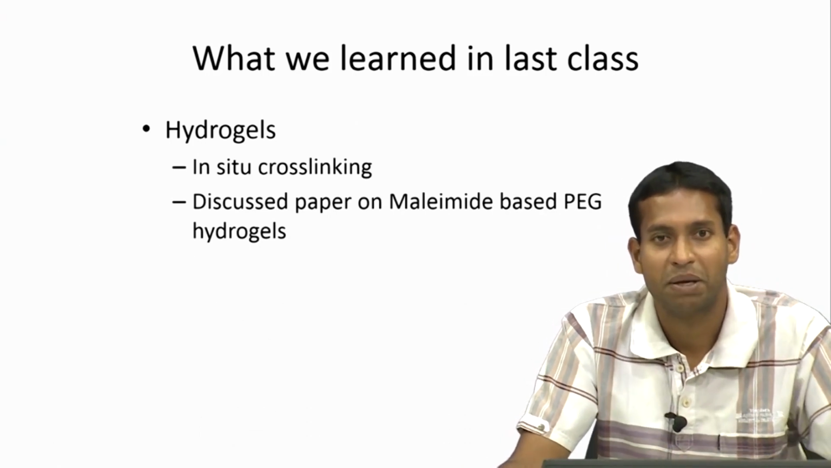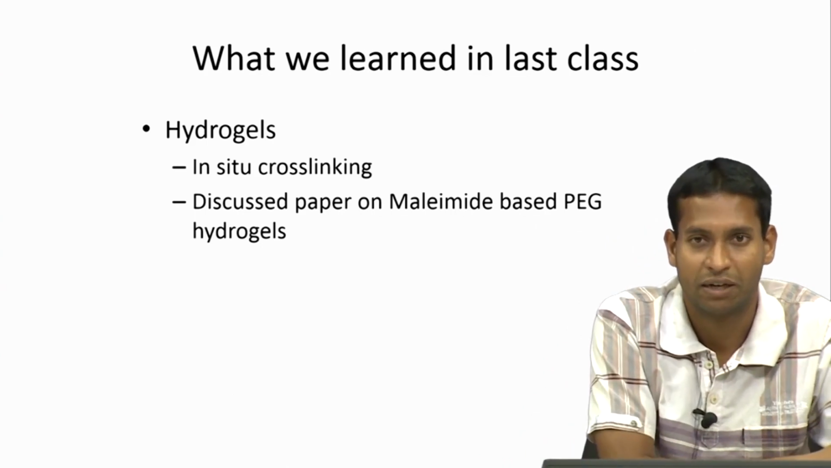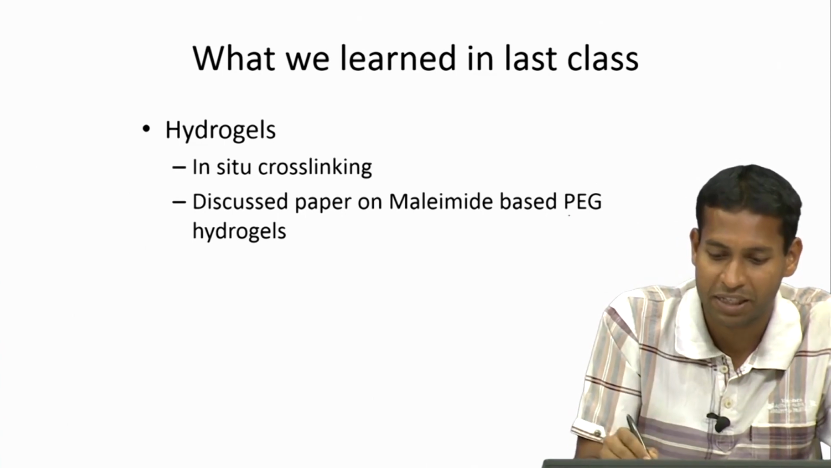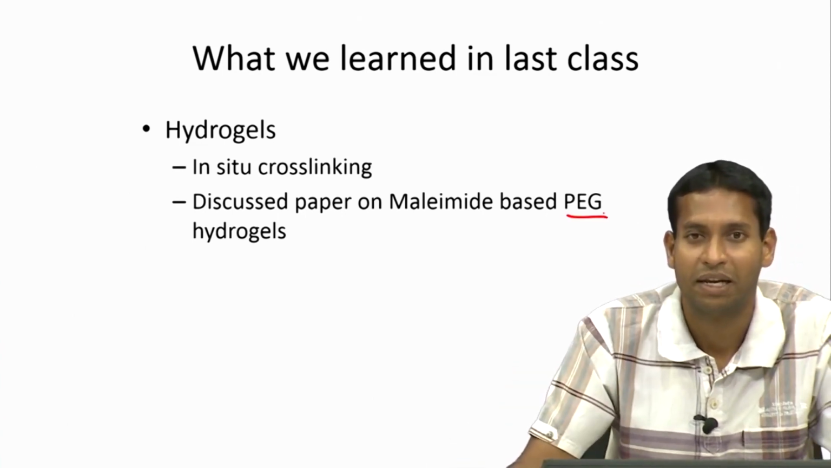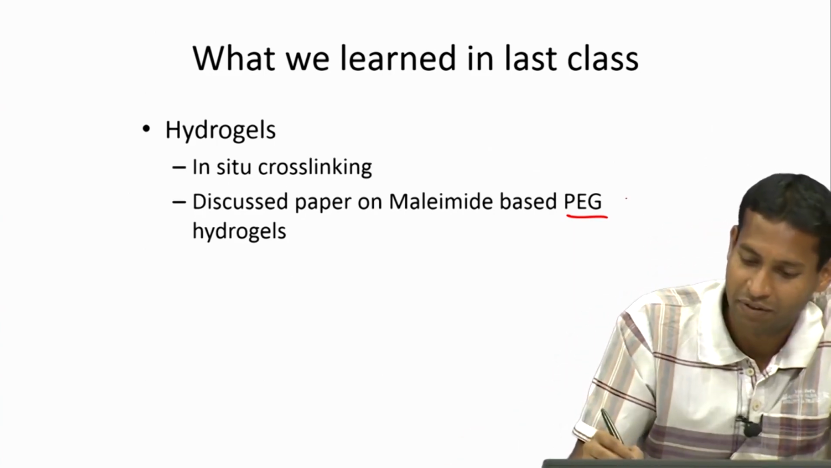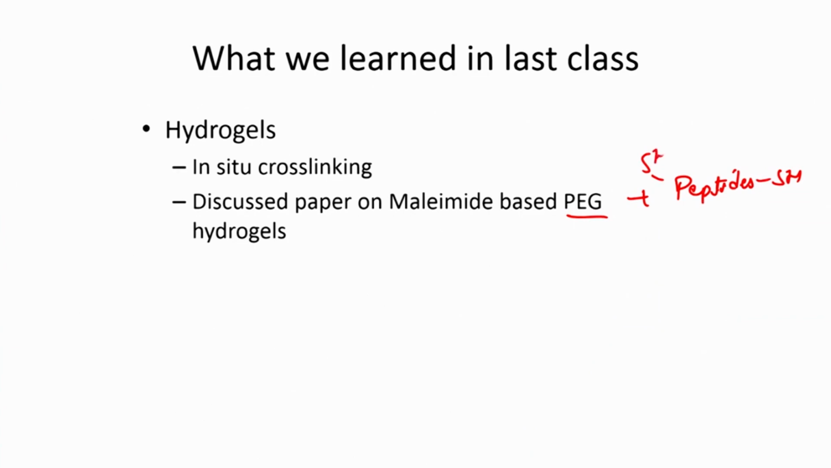And then we discussed a paper in which maleimide was used as one of the cross linking methods for making hydrogels. These are PEG based hydrogels that we talked about, and maleimide was one of the chemical groups that was reacting with thiols. So, this was PEG reacting with peptides that had thiol on both ends, and this PEG was of course the 4-arm PEG with maleimide at the 4 ends, and that essentially led to the cross linking.